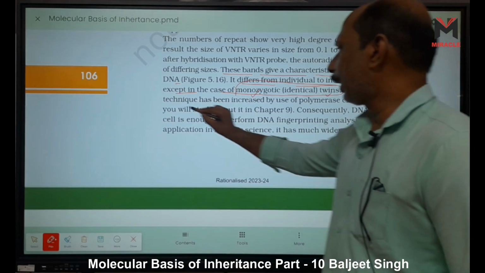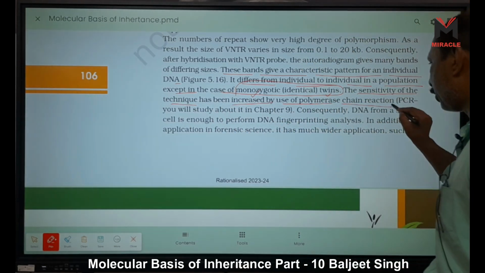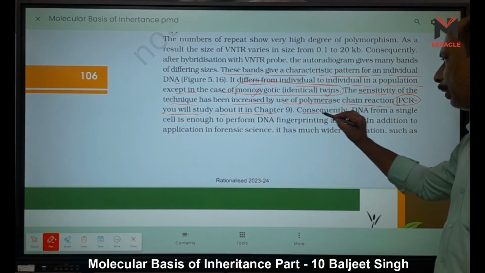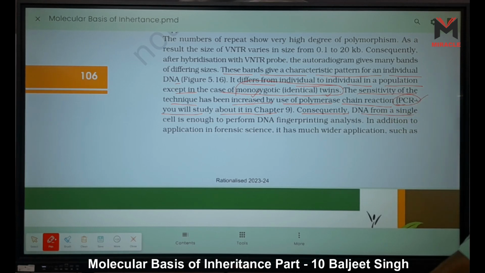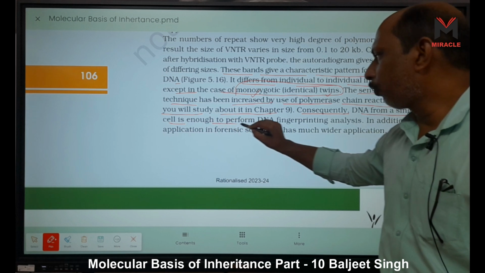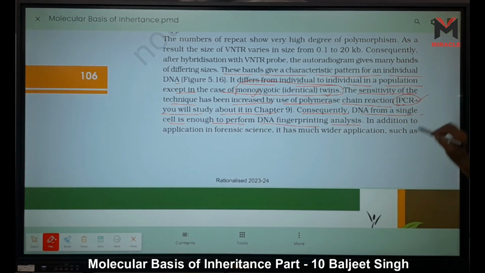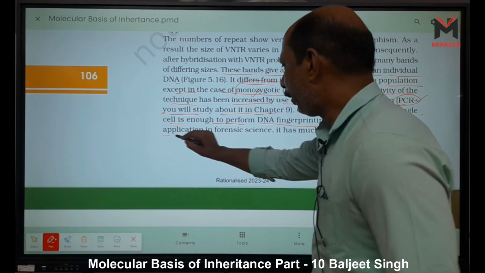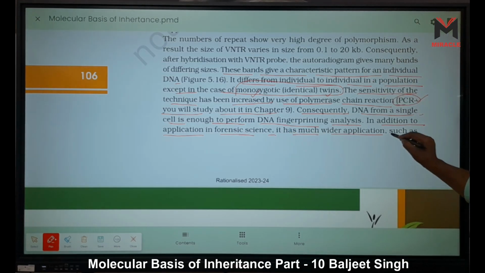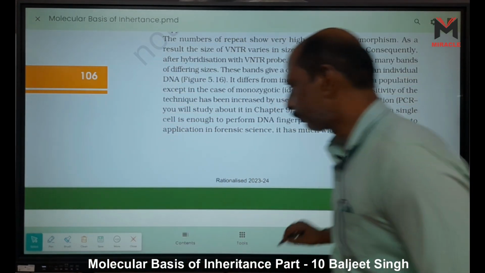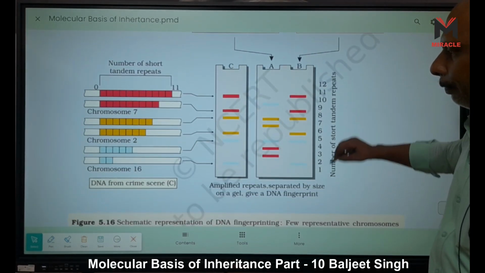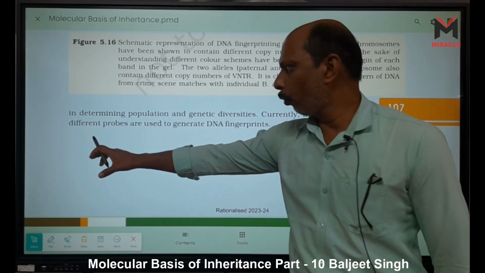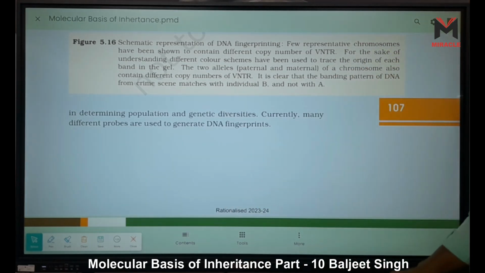The sensitivity of the technique can be increased by use of polymerase chain reaction, PCR, which we will read in the next chapter, in biotechnology. Consequently, DNA amplification, right? DNA from a single cell is enough to perform DNA fingerprinting analysis. In addition to application in forensic science, it has much wider applications, such as determining population and genetic diversities. Currently many different probes are used to generate DNA fingerprints.